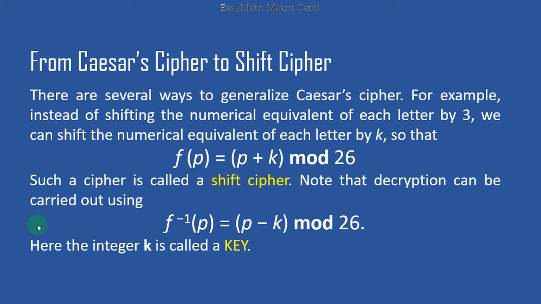Note that decryption can be carried out using this function. Take note also, ito yung original function, ginamit mo sa encryption. Ito yung inverse function used for decryption. So, if you have F here, you have F inverse. Kung positive yon, you have negative here. Now, the integer k, which is a variable, depende doon sa gustong gawin nung encoder or nung encryptor, yung original na nag-send ng message, ang general term doon sa k na yon ay key. Siya yung susi.